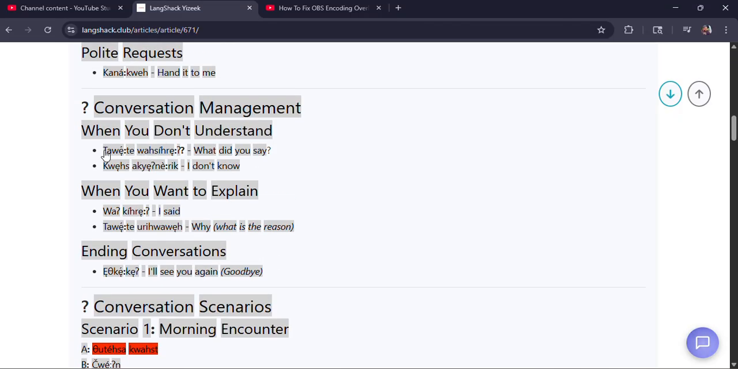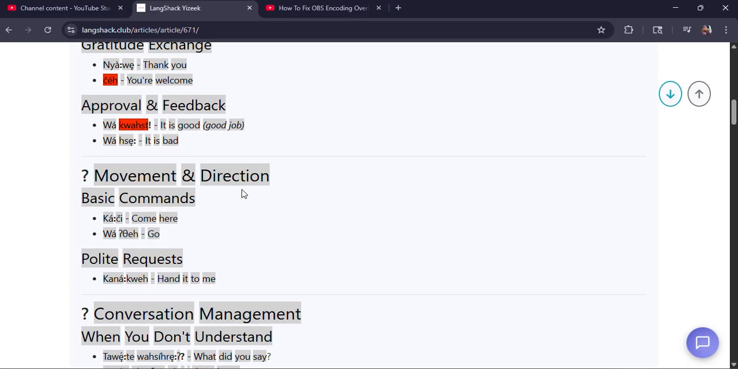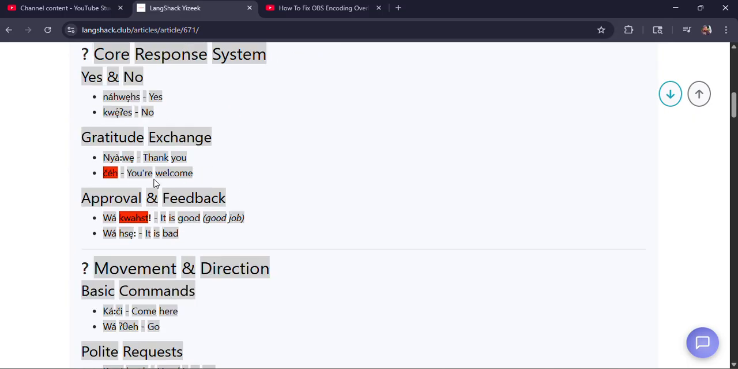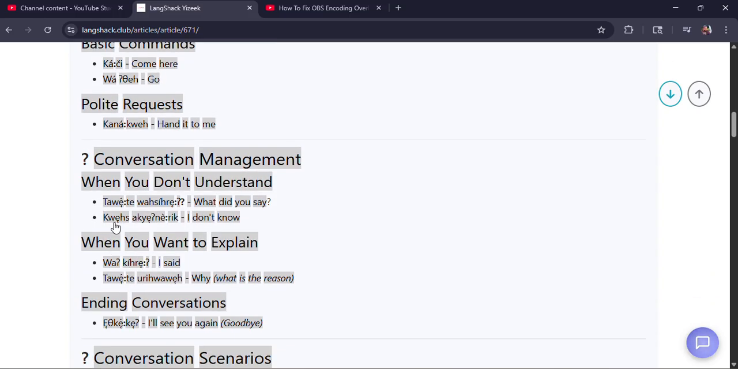So tawe te means what? Okay. Tawe te. No. Ques. So ques means no, and ques means not.